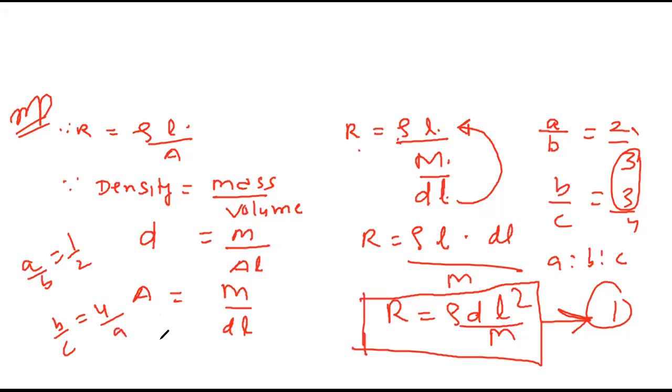Now this 2 has to be made 4, only then they can be combined, no? Yes, sir. Then we multiply each term by 2. Now tell what will be the ratio? 2 is to 4 is to 9. Okay, very good. We are interested in ratio of resistance when ratio of mass and length is given.